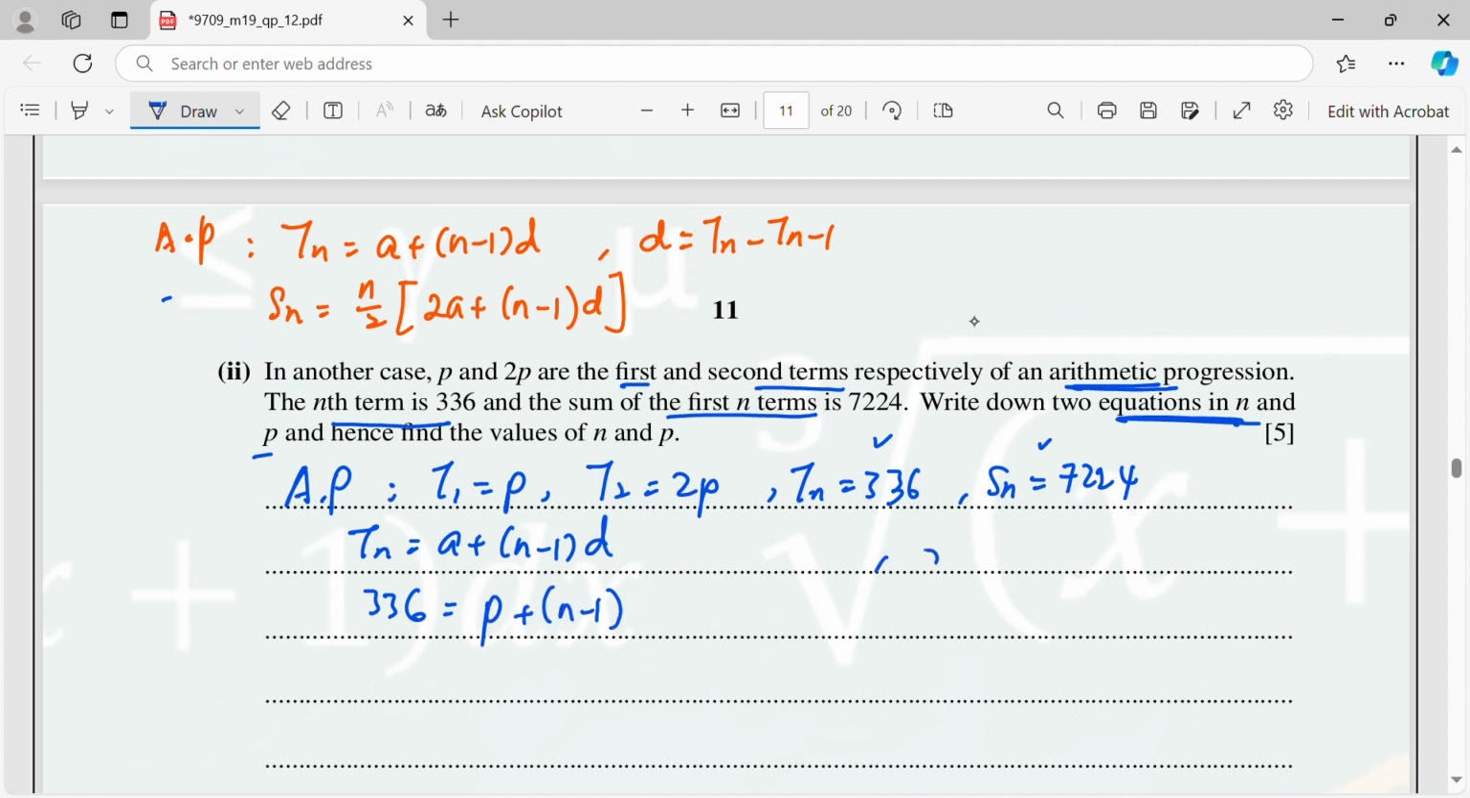Now it's my d. d is T2 minus T1. That is 2p minus p, which is also p. So from here, I will let this be the first equation. Or probably I can just do expansion first. p plus np minus p, which means np equals 336. Let's say this is the first equation.